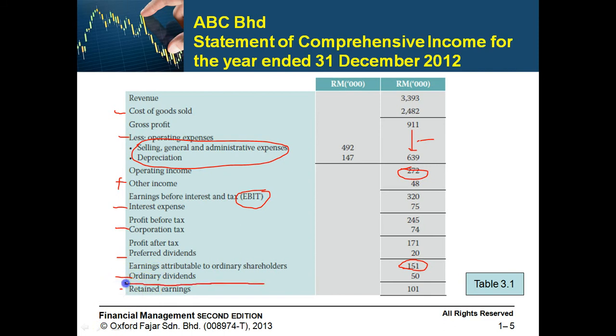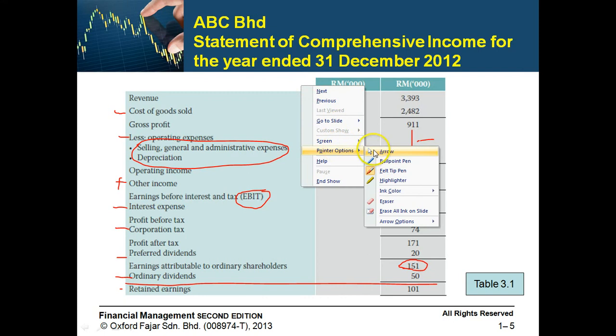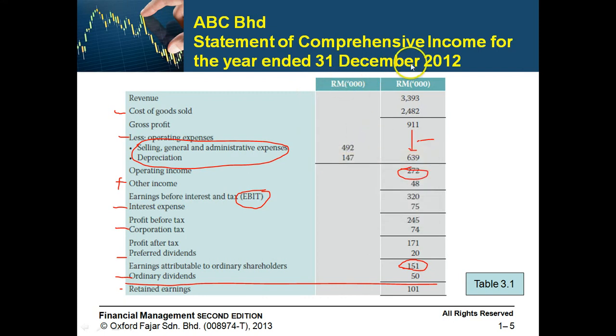So retained earning is the last one, also known as what, class? Can I know the other term for retained earning? Correct, it is undistributed profit. Okay, so this is the comprehensive income for the year ended 31st December 2012. I take the sample from ABC Berhad in your textbook.